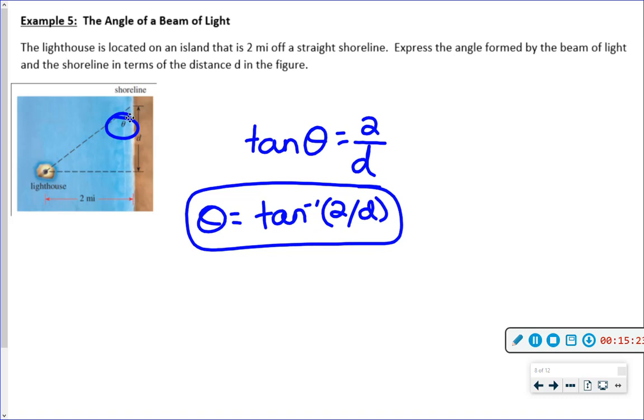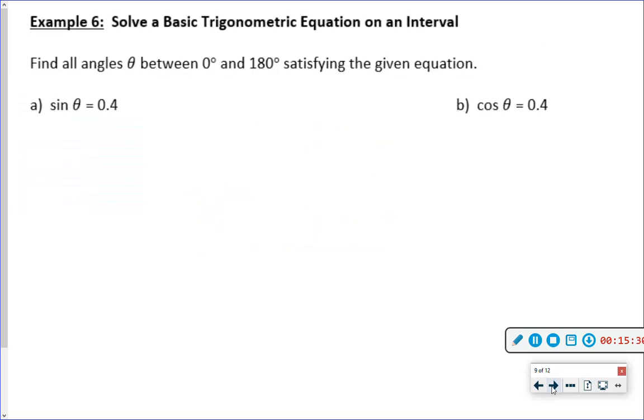Any questions on the word problems? All right, let's talk modes. Here we go. Find all angles between 0 degrees, etc., that satisfy the equation. What mode should your calculator be in? Degrees. Okay.